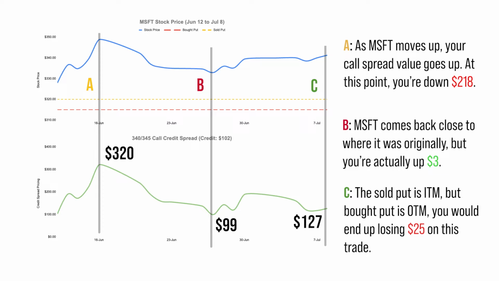Microsoft went against you, right? You were betting bearish, but Microsoft was bullish. One takeaway here is you can see the pricing of the call credit spread is very similar to the price of Microsoft. So that's generally how credit spreads are priced. Theta comes in and helps you a lot. Generally speaking, as long as you're quote unquote directionally correct, you'll end up making money. And this is why credit spreads are a higher probability win strategy.